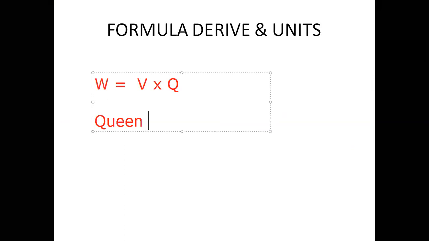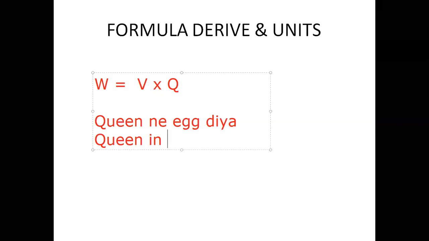So we have already derived that particular formula, right? So what is the formula which we have derived right now? W is equal to V into Q. So what I want you to do is, I want you to have one new mnemonic for it. First mnemonic was what? Queen ने egg दिया, ठीक है? That we know. Second one was what? Queen in Taj Mahal. That we also know, that is for Q is equal to IT. ठीक है, I into T, so that we know.